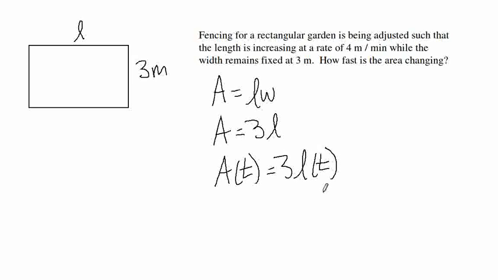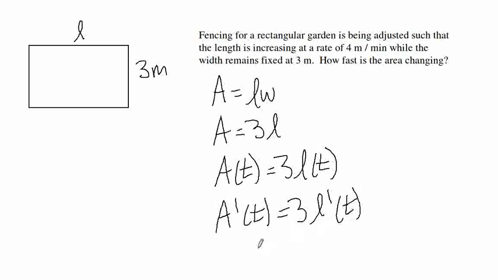And the only way that the area function and 3 times the length function can be equal for all time is if their derivatives are equal for all time. That's important. All right, so let's take the derivative of both sides. A prime of t is equal to 3 times L prime of t. Okay, so we know what L prime is, it's 4. So now we know A prime. A prime is 12 meters squared per minute. 12 square meters per minute.